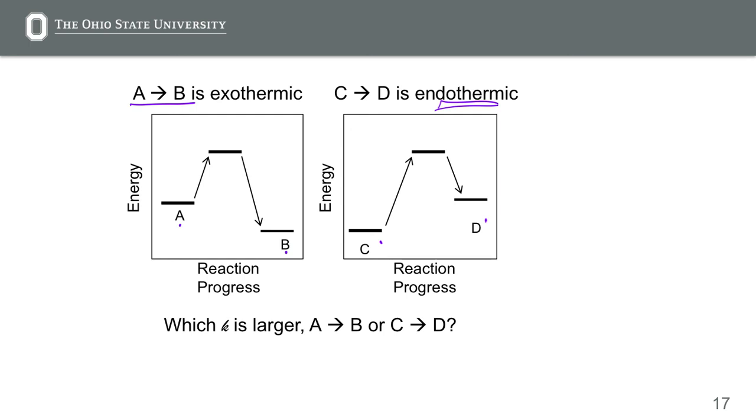Which one has a larger rate constant, A to B or C to D? A to B, right? So going up this hill is smaller than going up this hill. So the rate constant is going to be larger for A to B. Make sense? So you want smaller activation energy for the larger K? Yes. Smaller activation energy is a faster rate, which means larger K. Exactly.